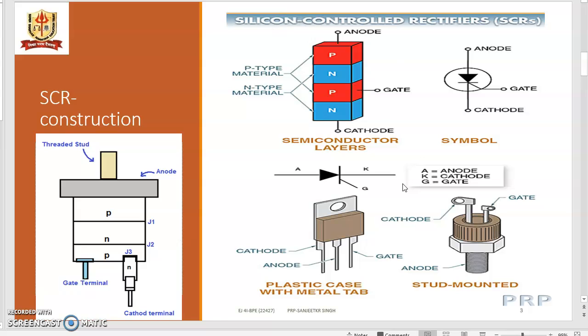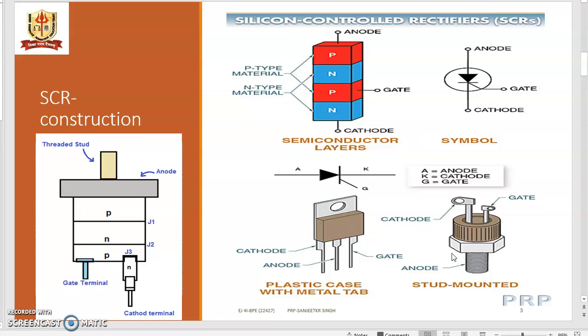In this diagram we have many pictures. The first picture shows the layered structure of the silicon control rectifier. SCR is silicon control rectifier with 4 layers PNPN, and it has 3 junctions J1, J2, J3, and 3 terminals, anode, cathode, and gate, taken out from the P layer next to the cathode. This is the schematic diagram, the symbolic representation of SCR.